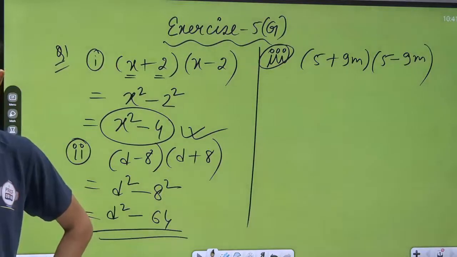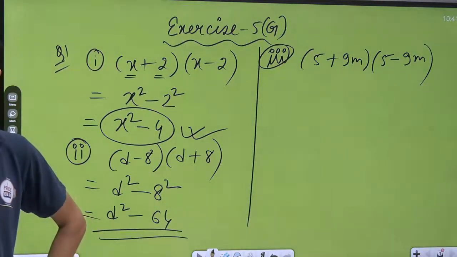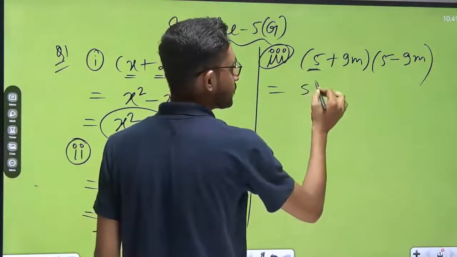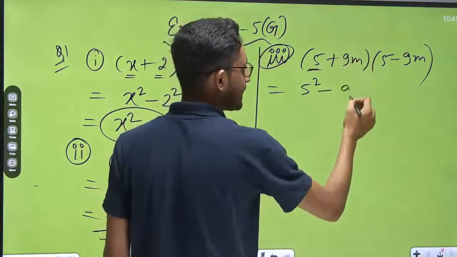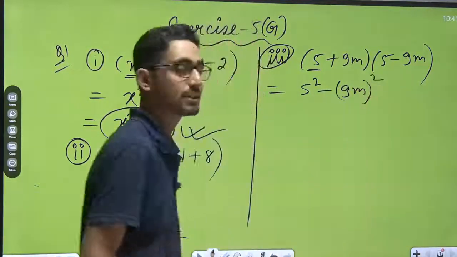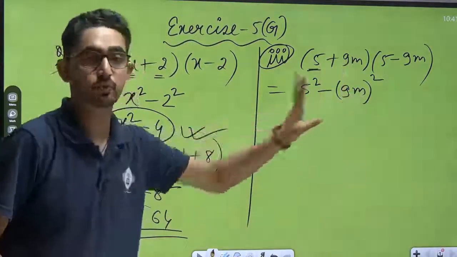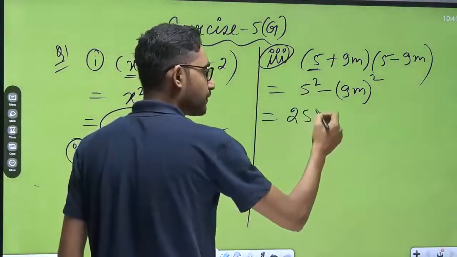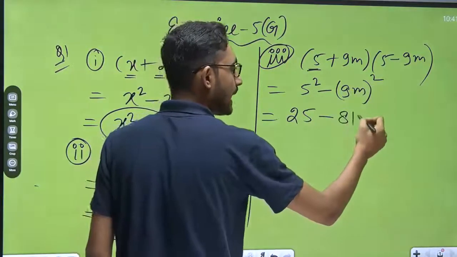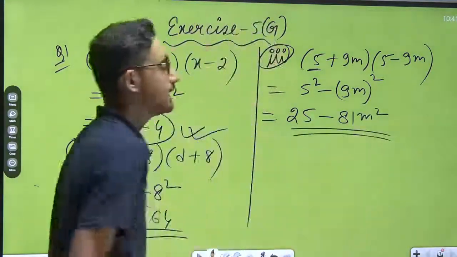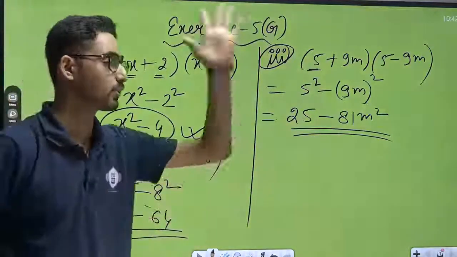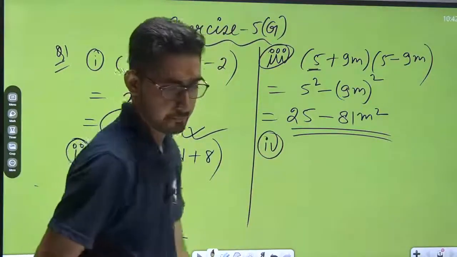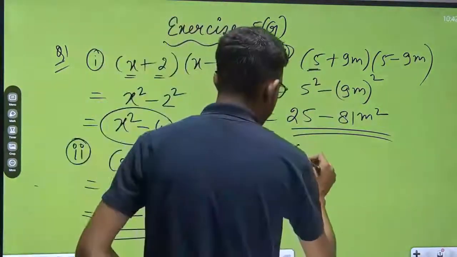Only m. Lavangshi, only m. How is it possible? Yes. Here I am seeing many of the students giving the answer 25 minus 81 m square. Yes. So all of you match your answers. First of all, first number square, that is 5 square, minus second number square, that is 9m whole square. Actually you people make a mistake in this. You are just finding only 9 square. You do not find m square. So obviously you have to find out 5 square, that is 25, and 9 square, that is 81, and m square also. So your answer will be 25 minus 81 m square. That is your 100% correct answer.